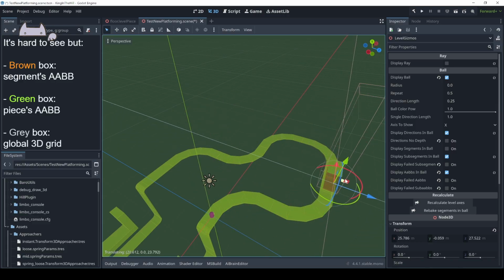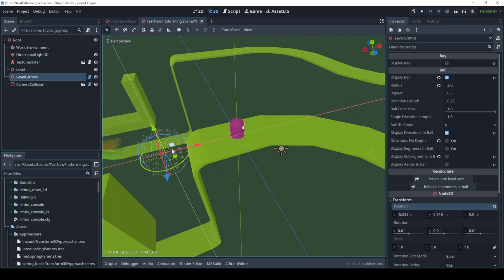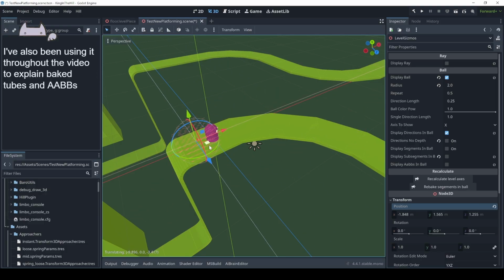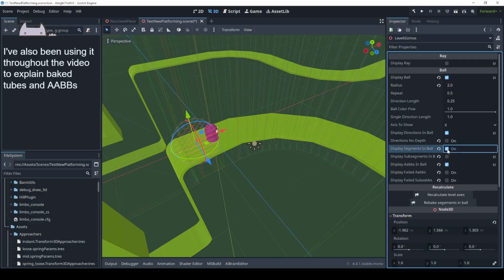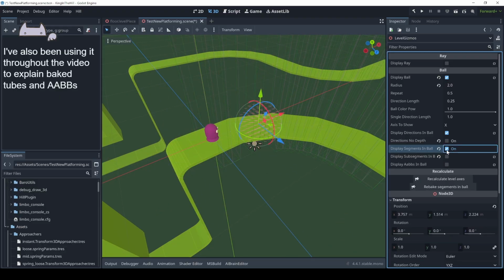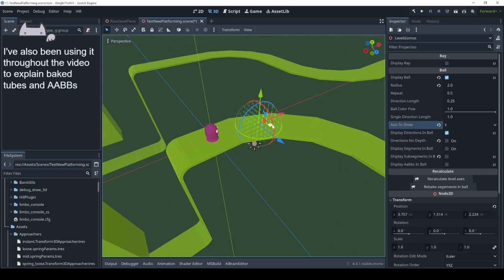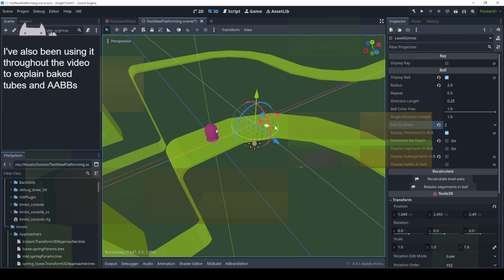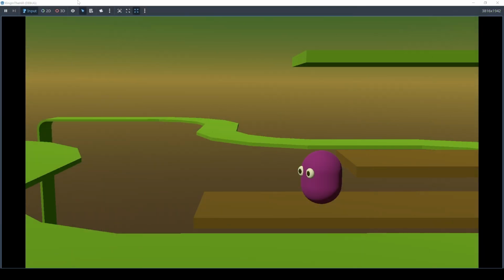Another cool thing that I've developed was this level access gizmo, which allows me to sample data from the baked level in edit time. I can sample points in a sphere, check which AABBs were tested, and get information about all 3 axes. This allowed me to do a lot of debugging even before being able to test if my tube system was working. So let's see it in action.